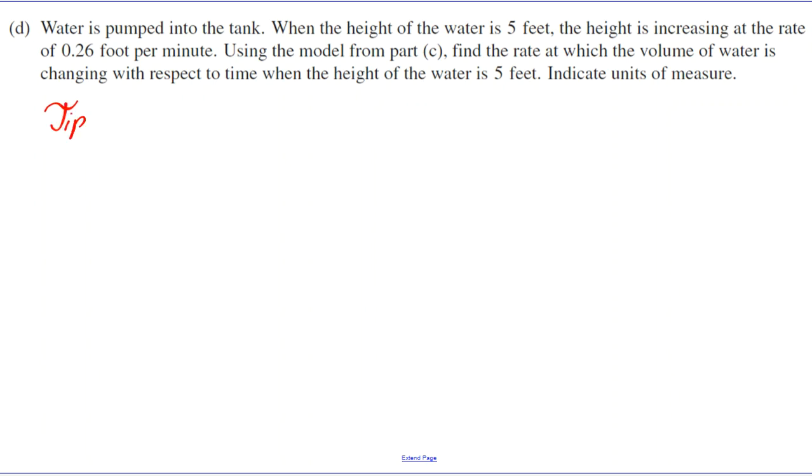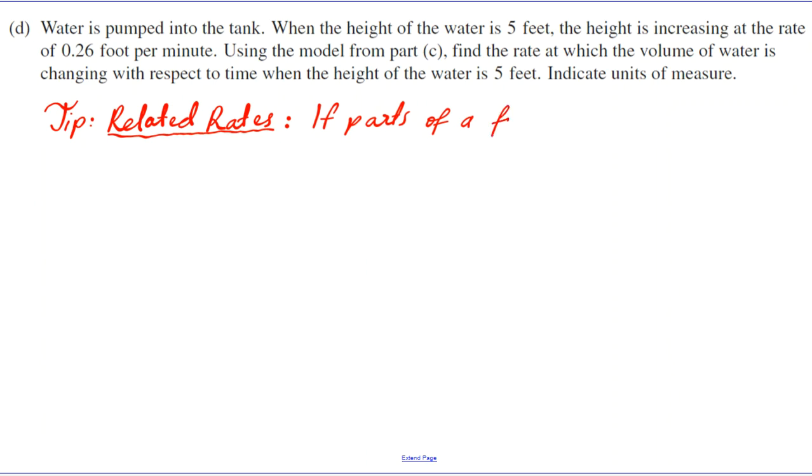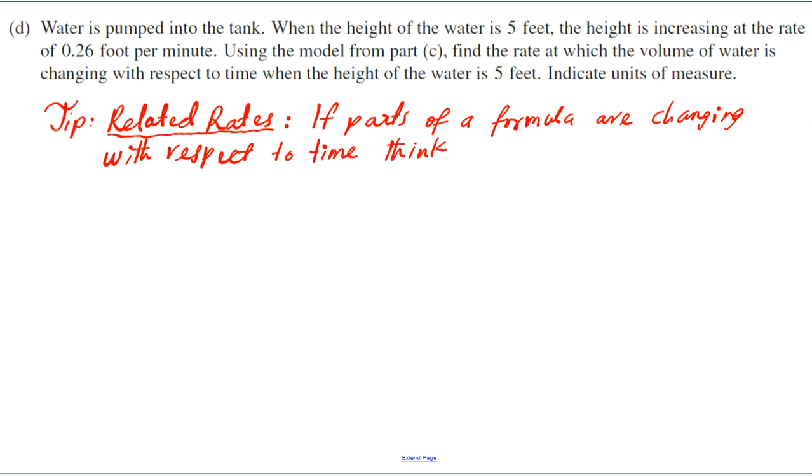Okay, so something to keep in mind, just a little tip, and this has to do with related rates. How do you know that a problem is a related rates problem? Well, that's what this tip is for. If parts of a formula are changing with respect to time, think related rates. Okay? That's what related rates mean.